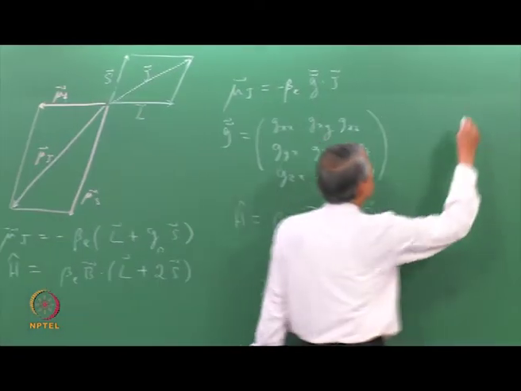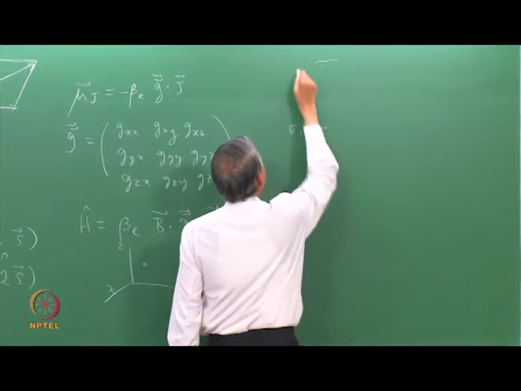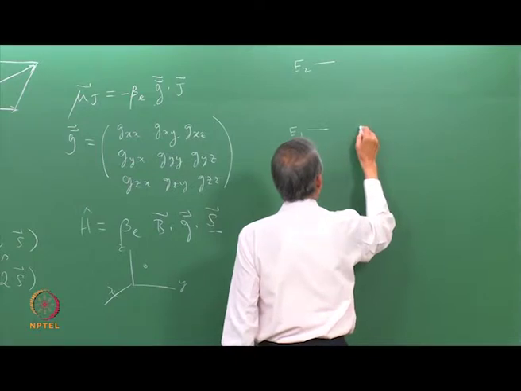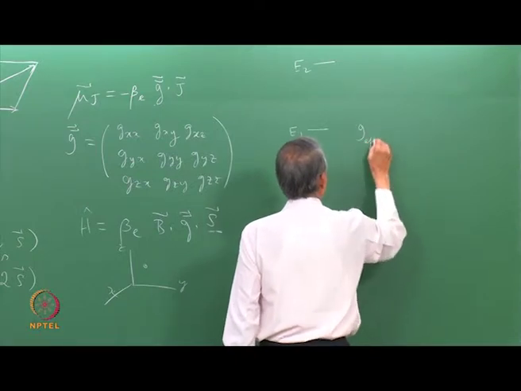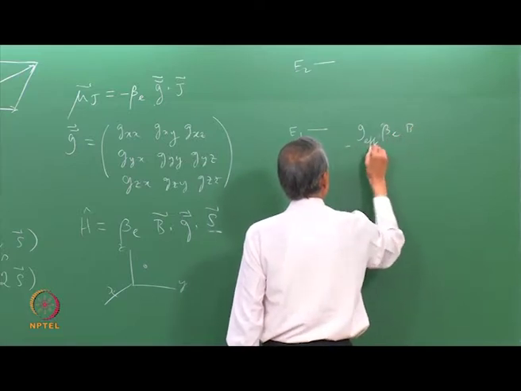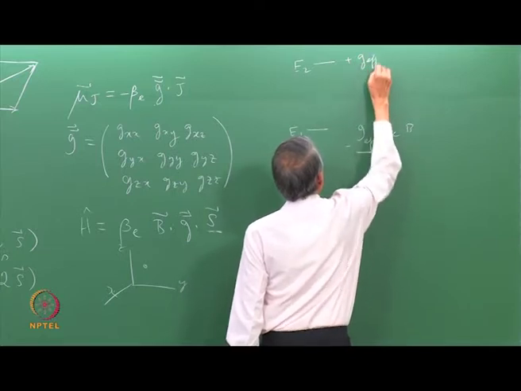So, in a magnetic field, this will give rise to two energy levels, E1 and E2. So, this could be written as: the energy of this will be minus G effective, and this will be similarly plus G effective.